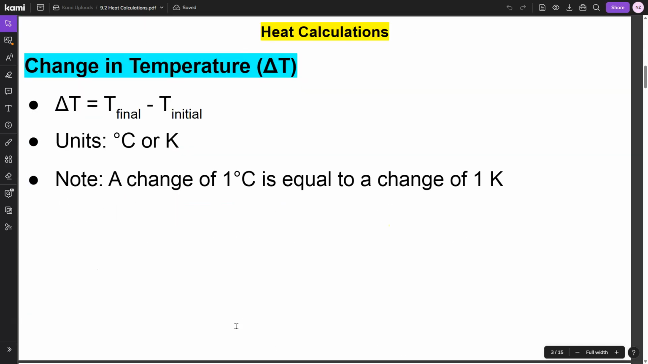Okay, the other unit that we're going to need for our heat equation is temperature, or change in temperature. So when we are either increasing or decreasing our temperature, our change in temperature will always be calculated as final temperature minus initial temperature. We're going to use the units degrees Celsius or Kelvin. Now, a change of 1 degree Celsius is equal to a change of 1 Kelvin. So you can use those units interchangeably.